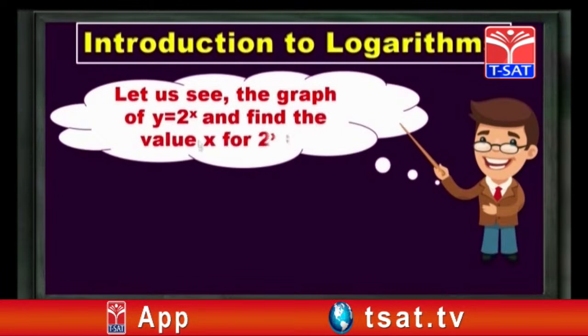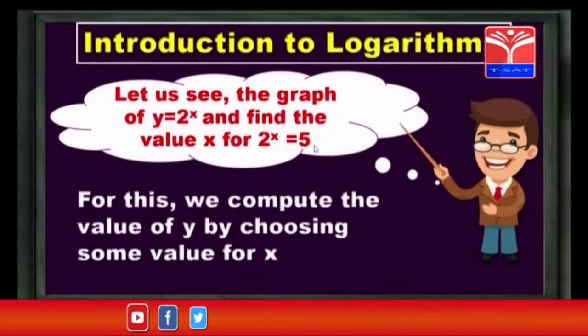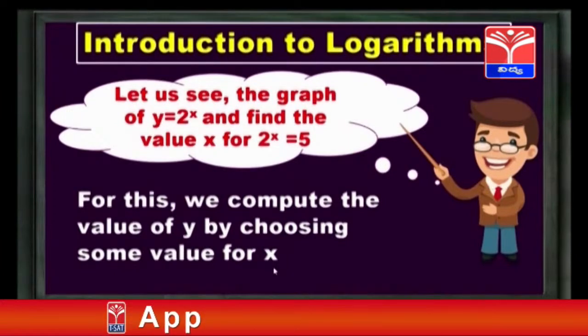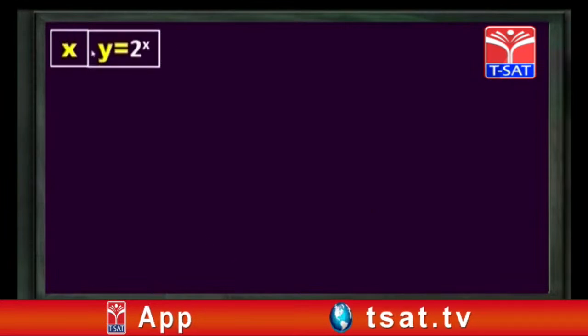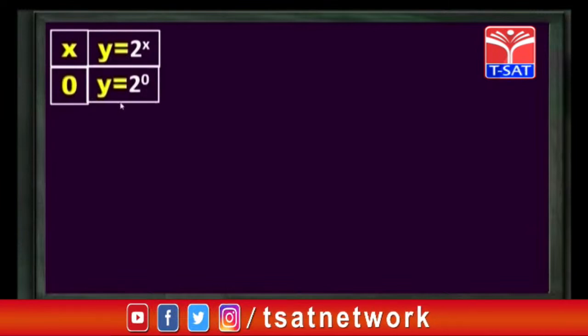Let us see the graph of y is equal to 2 power x and find the value of x for 2 power x is equal to 5. For this we compute the value of y by choosing some values for x. Before going to the graph, let us see the values. First x and y is equal to 2 power x. Let us take x is equal to 0. If x is equal to 0, y is equal to 2 power 0, which is equal to 1.